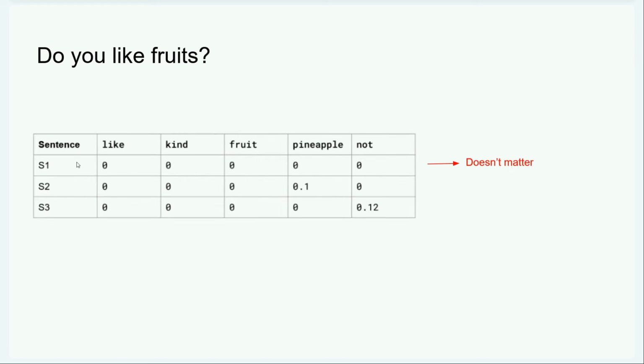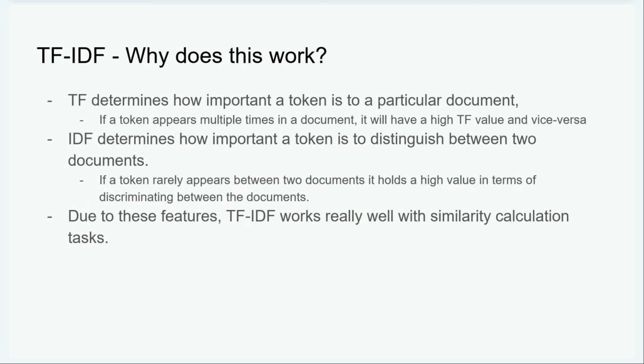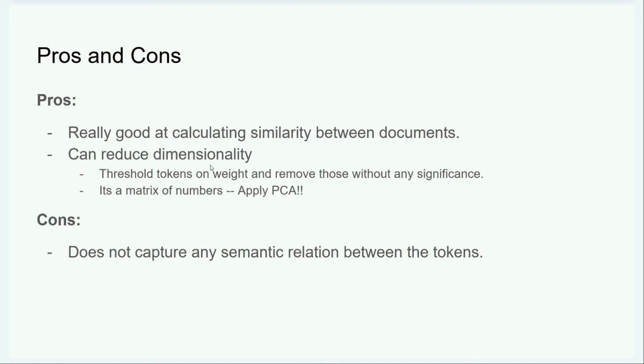So what IDF does is that it suppresses this behavior where all the things that get repeated too often between sentences are suppressed, and the things that are uncommon between the sentences get highlighted. So it's like a discriminator. That's a bold claim, but you can think of it like that. Now, due to these features, TF-IDF works really well when you have tasks where you want to calculate similarity or dissimilarity between the sentences. Now we can start talking about the pros and the cons of TF-IDF.